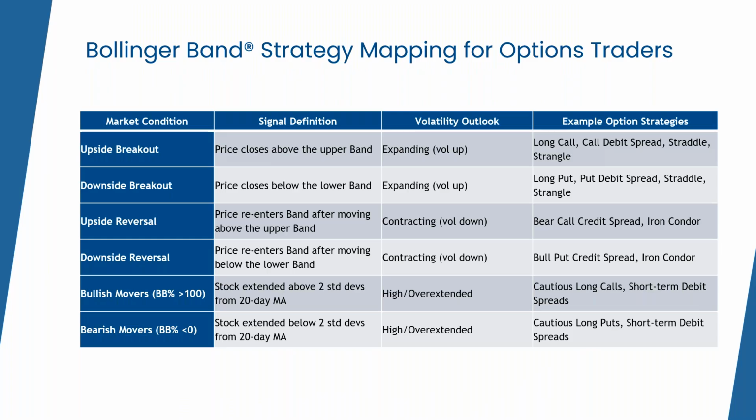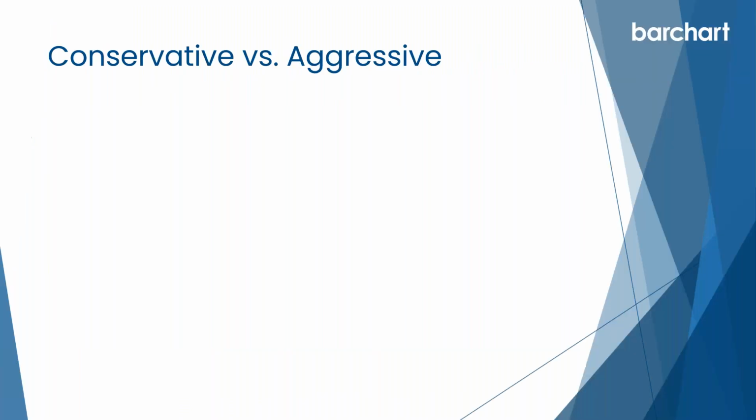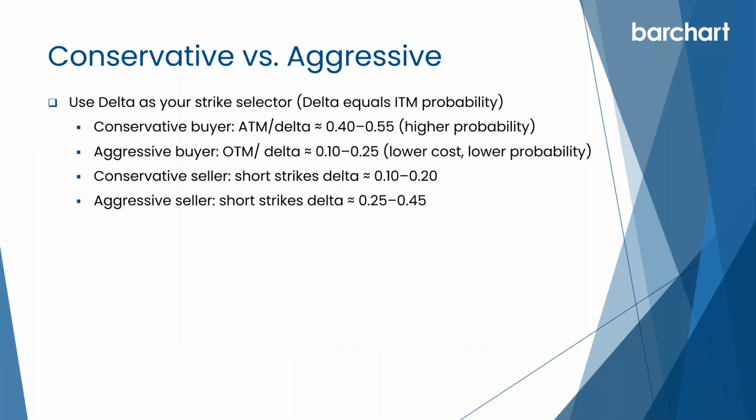All right, and we're going to look at some distinct examples here in a moment. We'll look at upside breakouts, upside reversals, and downside reversals. But before we get to that, I want to talk about this idea of conservative versus aggressive in terms of the style of options trader that I am.